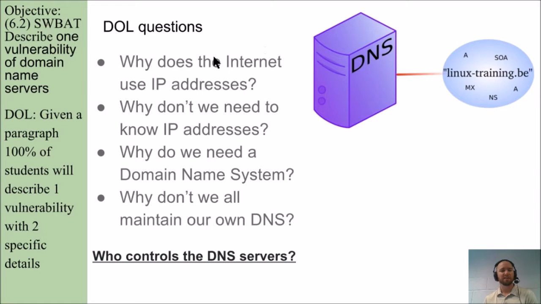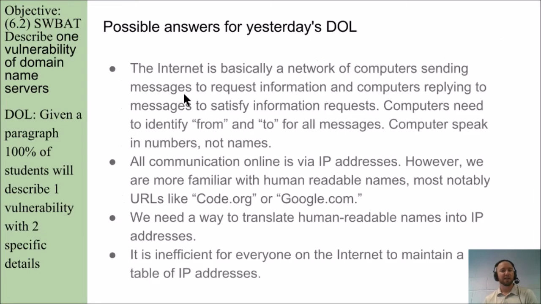Why does the internet use IP addresses? Again, it's because they need to know the from and the to on all the messages. That way they get routed to the correct place. And everybody's not seeing everybody else's messages.